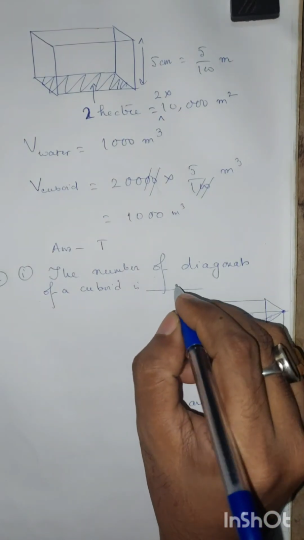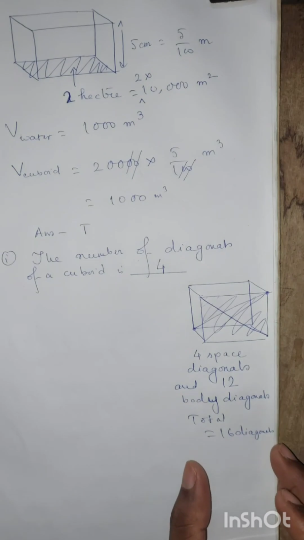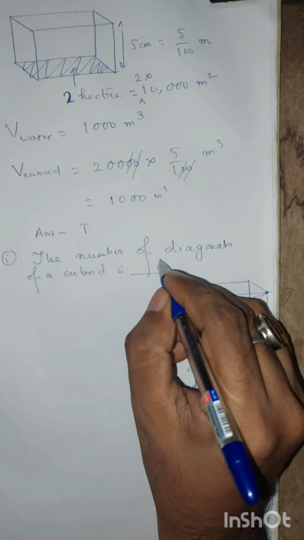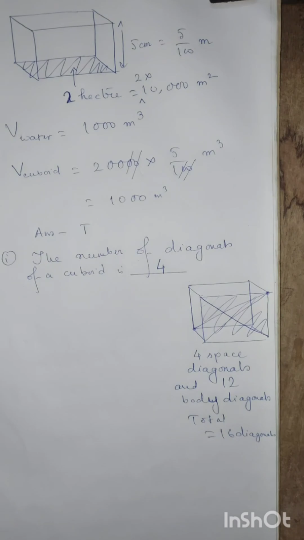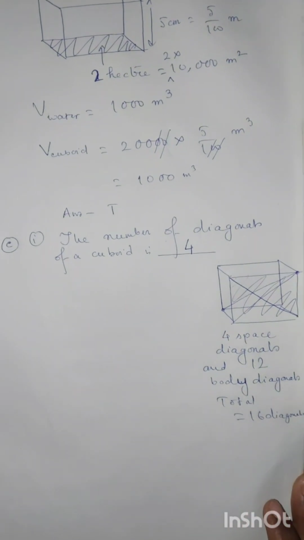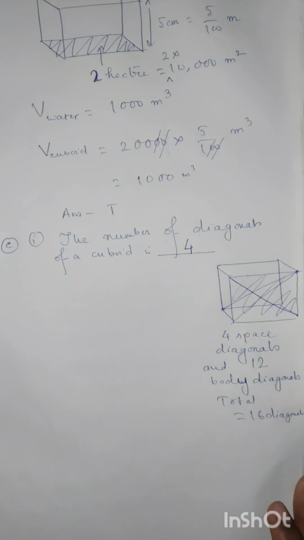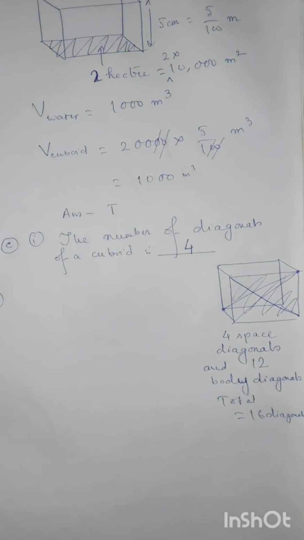So the diagonal of cube is 4. But actually a cuboid has 16 diagonals. Okay. But in this case, we are not discussing about body diagonals. That is why our answer is 4. Now, option C, sorry, C2.